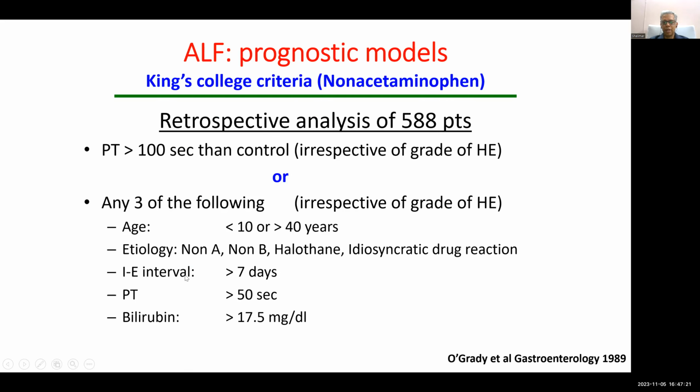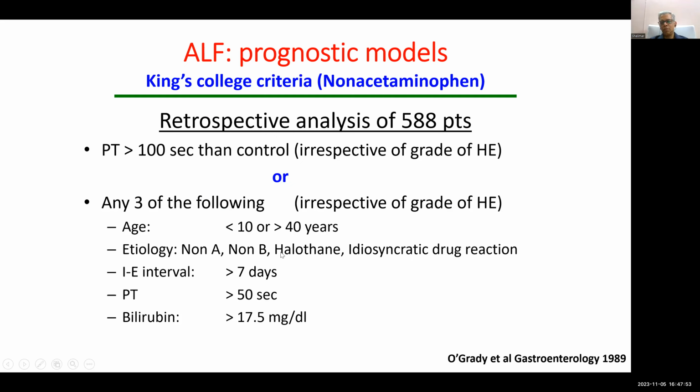And the parameters are very different. What I wanted your attention on is the non-paracetamol group, because we don't see paracetamol in India. You're going to have the non-paracetamol use of this King's College criteria. And there are issues, like most of our patients with acute liver failure would be between 10 to 40 years of age. So this parameter doesn't stand true.